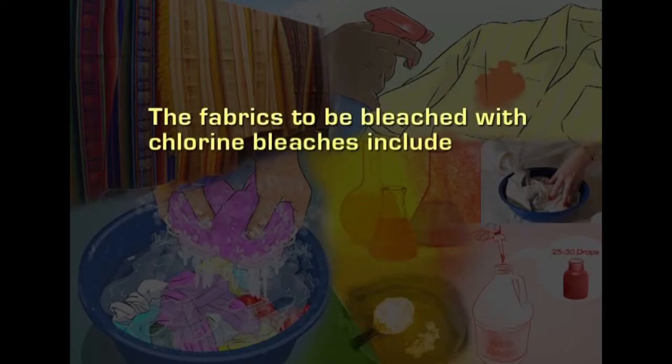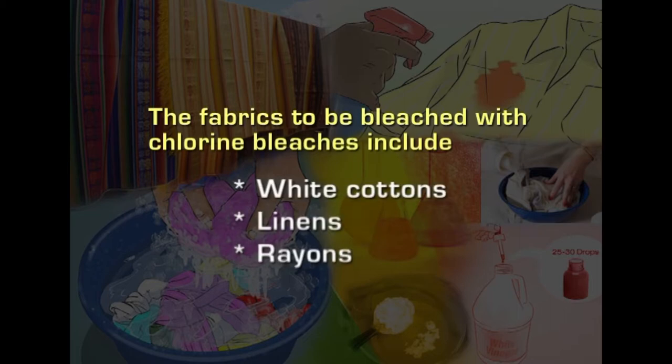Oxygen bleaches are safe for all fabrics and they are less damaging to colored fabric than chlorine bleaches. They maintain the brightness of colored clothes and the whiteness of white clothes and do not cause yellowing of fibers. The fabrics to be bleached with chlorine bleaches include white cottons, linens, and rayons.